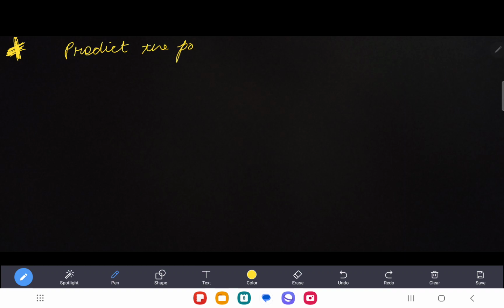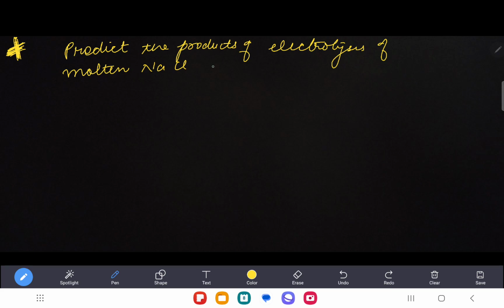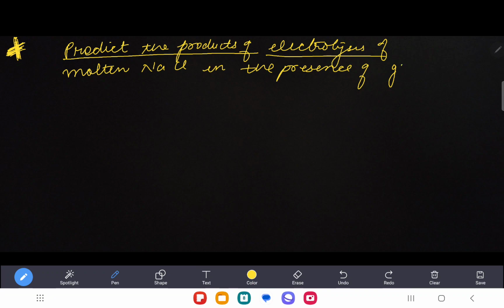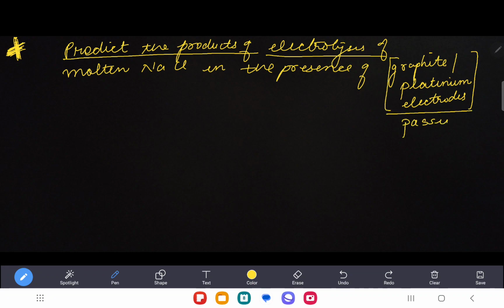Predict the products of electrolysis of molten NaCl in the presence of, it could be any electrode. In the presence of what? It could be graphite or platinum, one and the same thing. The work is the same for both of them. So either they write down platinum electrodes or they write down graphite electrodes. The method of solving the question remains the same because both of them belong to the category of passive electrodes.